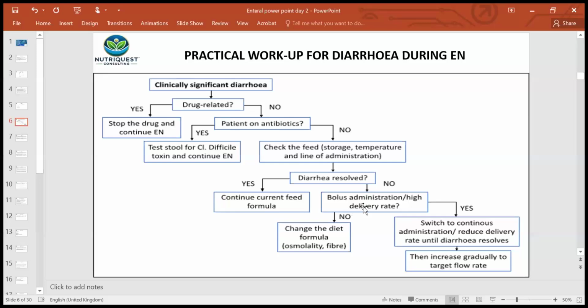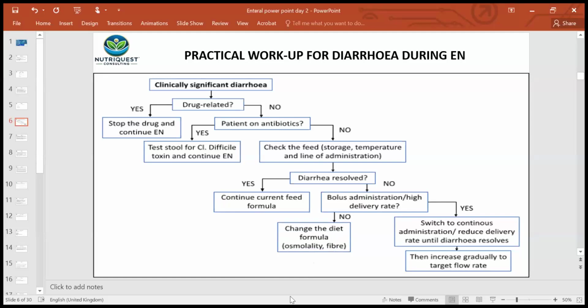If you check bolus administration or high rate, then you need to change the diet formula, osmolarity, and fiber. All right, allow me to explain osmolarity when we look at enteral nutrition formulas, and we'll be able to discuss that in detail. So if the issue is not bolus administration, then you can change the formula.